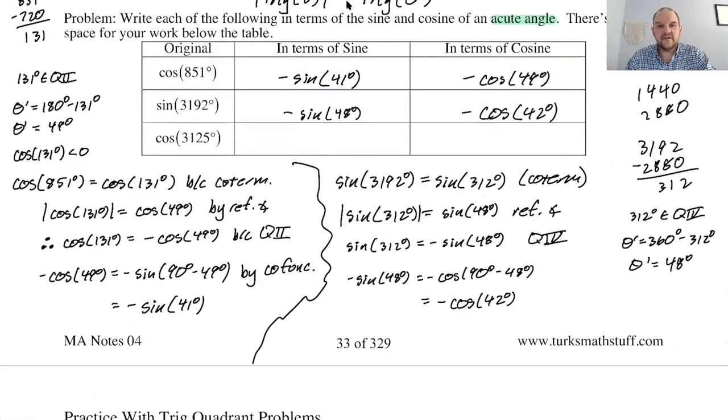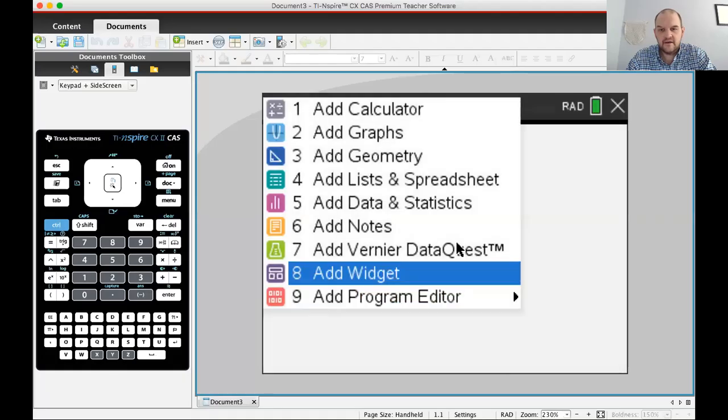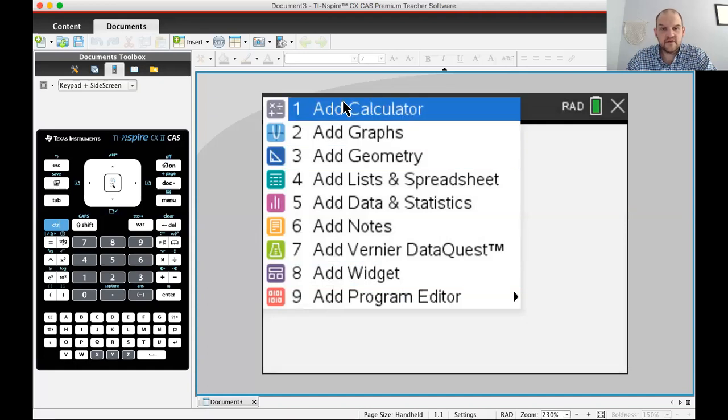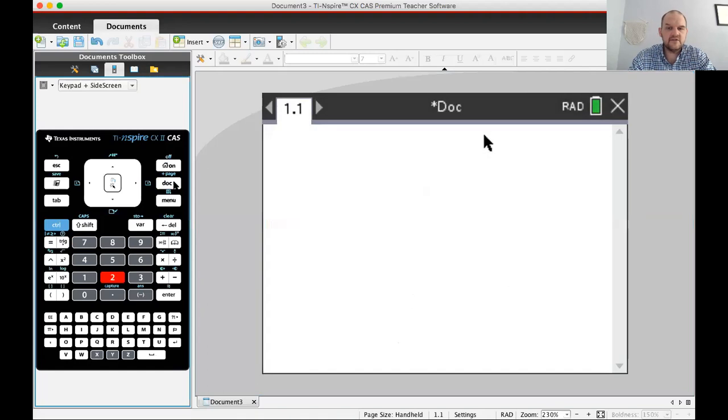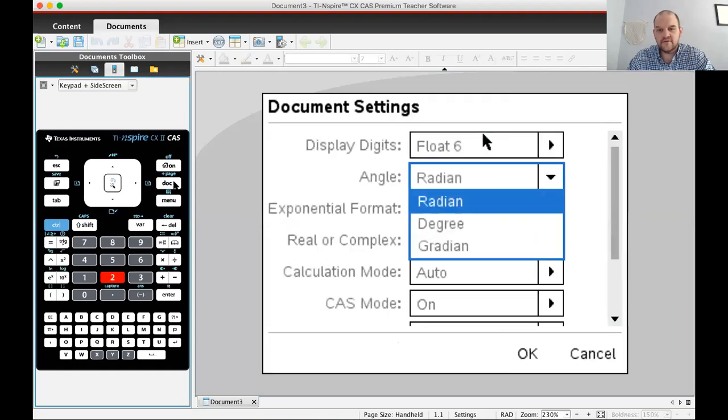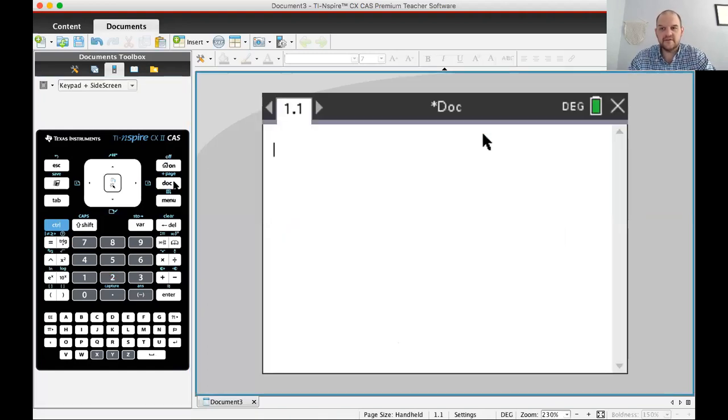First, let's take a look at the calculator for the previous problems, see how it went. And if it went wrong, we'll fix that. So add a calculator page. I need to be in degrees, so I'm going to press doc, 7, 2, tab, arrow to the right, arrow down, enter, enter. That's how you do that. All right, I'm going to check each and every stage. Cosine of 851 equals cosine of 131.